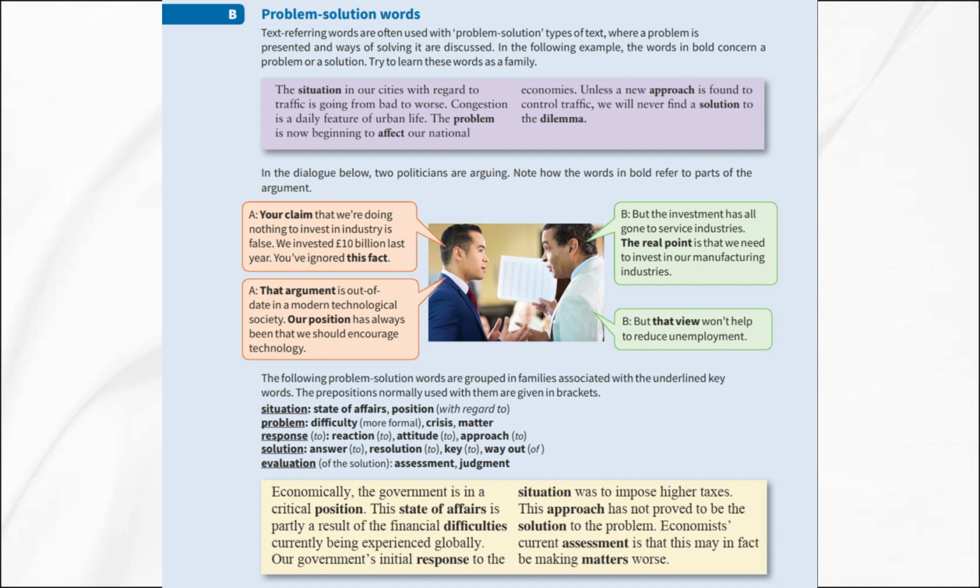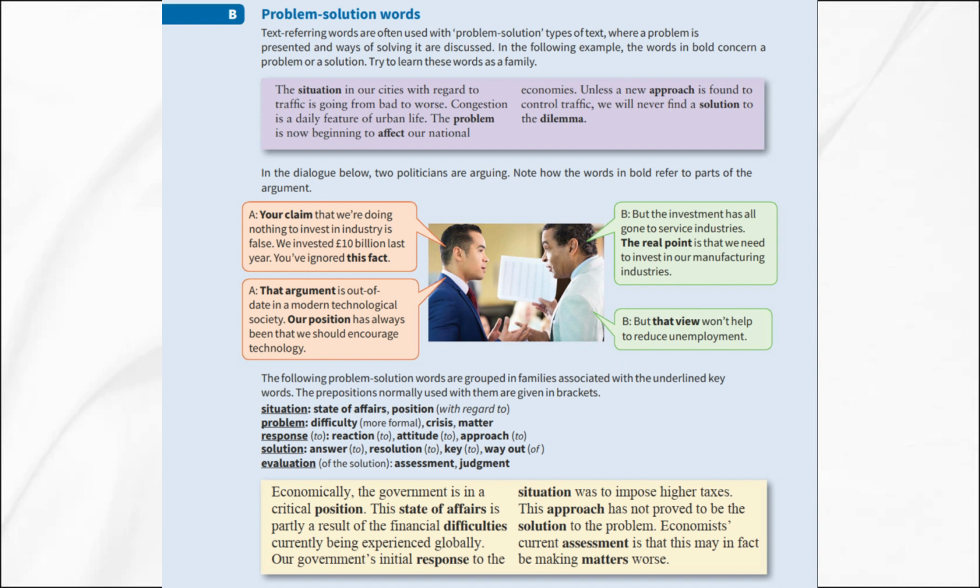In the dialogue below, two politicians are arguing. Note how the words in bold refer to parts of the argument. A. Your claim that we are doing nothing to invest in industry is false. We invested £10 billion last year. You have ignored this fact. B. But the investment has all gone to service industries. The real point is that we need to invest in our manufacturing industries. A. That argument is out of date in a modern technological society. Our position has always been that we should encourage technology. B. But that view will not help to reduce unemployment.